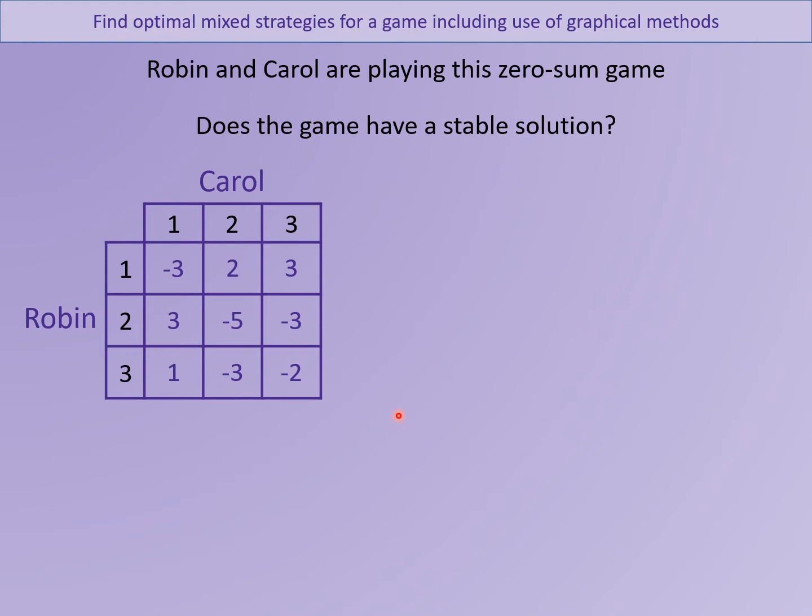Okay, so before we go to some second year stuff, what I'd like to do is just recap a bit of your first year game theory questions. So just have a think about this question. Does this game between Robin and Carol have a stable solution? So just pause there, see if you remember how to show that.